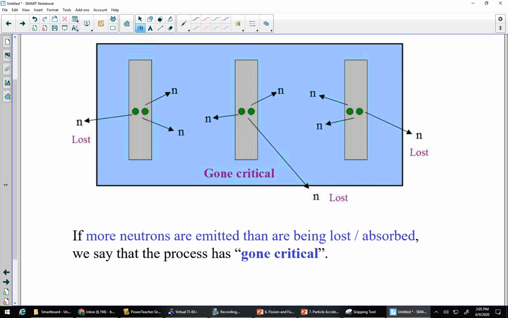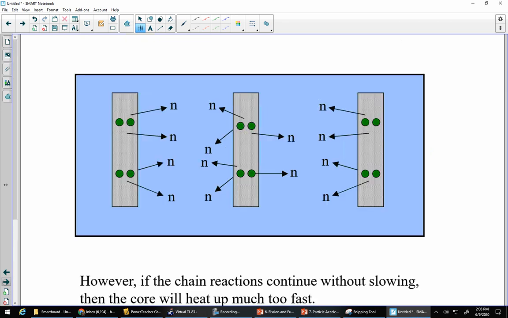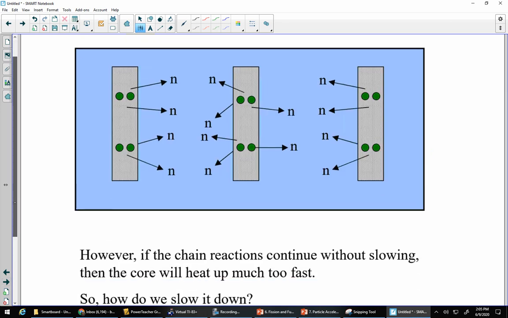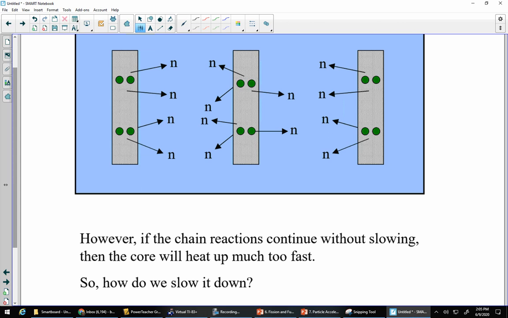is kind of the important thing, right? And I'm sure you've seen videos and heard of things where they've gone uncontrolled and it's been a disaster. So if more neutrons are being emitted than are being lost and absorbed, you say that it's gone critical. So too many neutrons are flying out there. The reaction is going to be going too fast, so too many uraniums are going to be reacting. That's not a good thing. Definitely not a good thing. You do want the chain reaction to continue, but you don't want it going too fast.